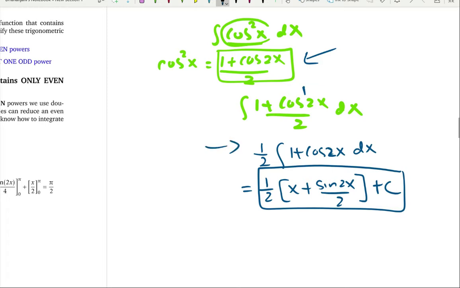Okay, now let's look at another example. Let's see how to actually integrate sine to the power 4.